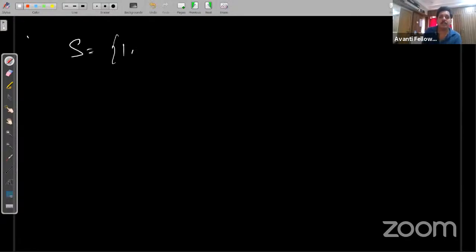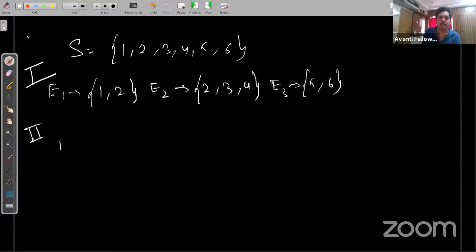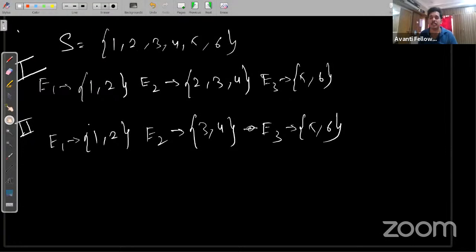For example, look here. If I take a sample space as 1, 2, 3, 4, 5, 6, my first set of events is E1 as 1, 2, E2 as 2, 3, 4 and E3 as 5, 6. My second set of events is E1 as 1, 2, E2 as 3, 4 and E3 as 5, 6. Guys, now can anyone tell me, is my first set of events, E1, E2, E3 all together, exclusive or exhaustive? Come on, try to give me the answer.